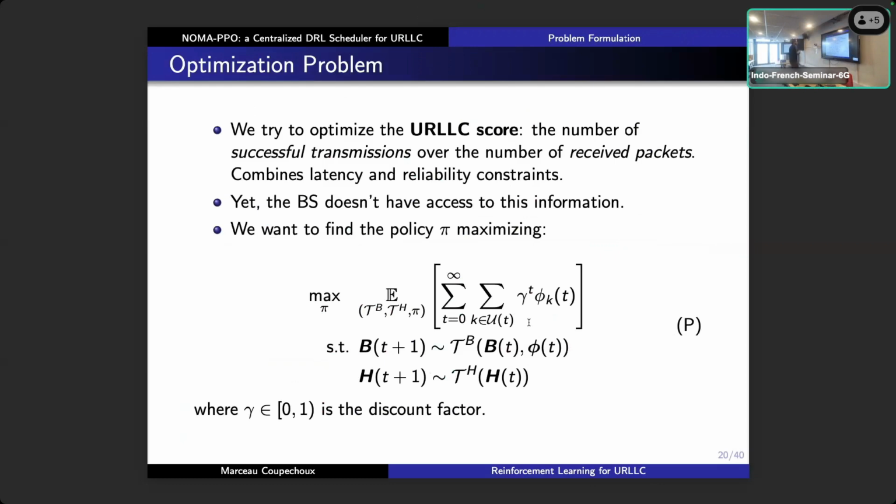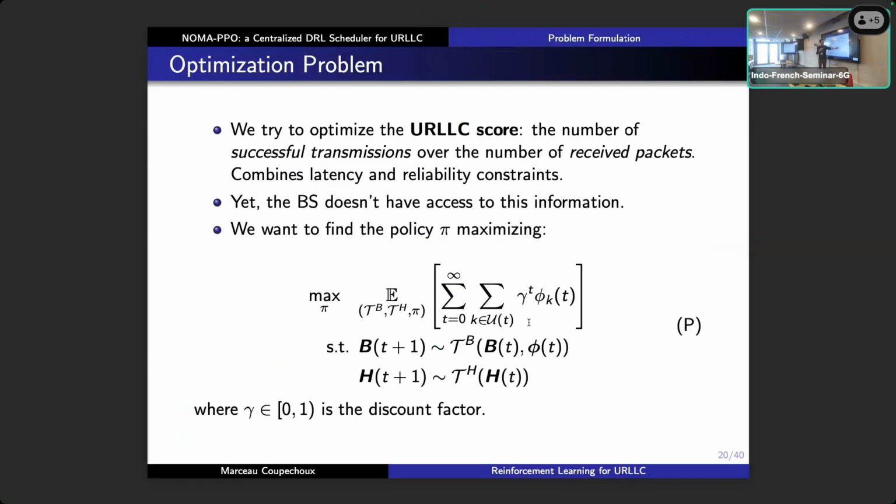So what is the optimization problem with this model? It is to optimize the URLLC score. The URLLC score is a different way to say packet error rate. The idea is that we want to combine the reliability and the latency constraints in one score, because if you don't meet the latency constraint, you just lose the packet, so you will decrease your URLLC score. So this is the idea. We want to find the policy pi that maximizes this sum reward.